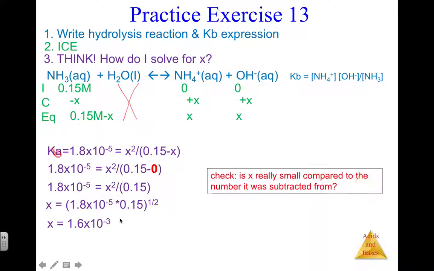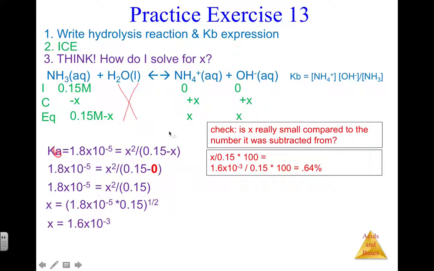We want to always go back and check, is x really small compared to the number I subtracted it from? X was being subtracted from the molarity of the ammonia, which is 0.15. So our x value over 0.15 times 100 is 0.64%. That tells us that x is really, really small compared to the number it's being subtracted from. You could go ahead and redo this problem solving for x with the quadratic formula, and you'll find that the x is nearly identical, if not the same when rounded to 2 sig figs.